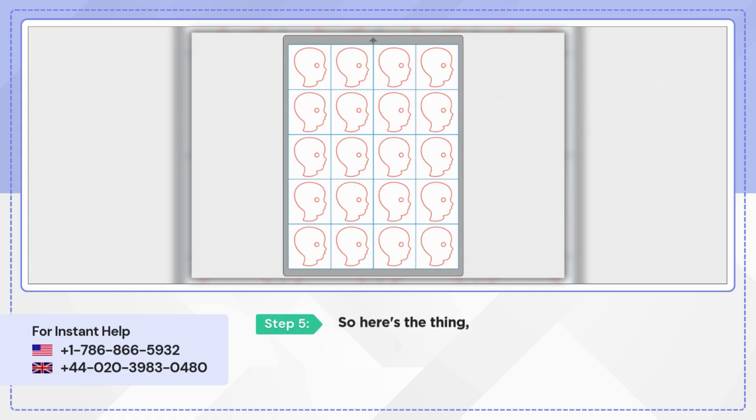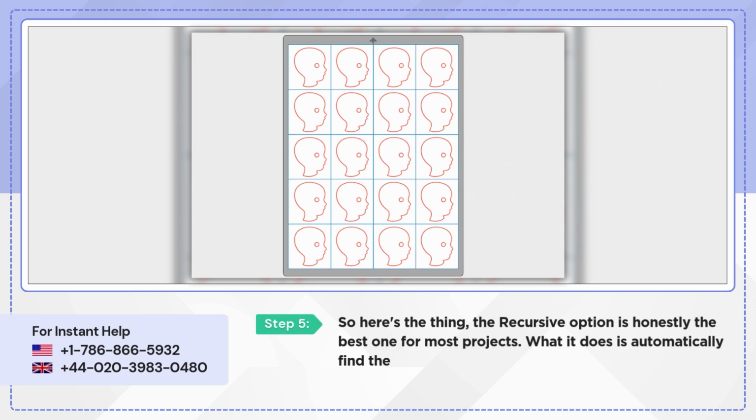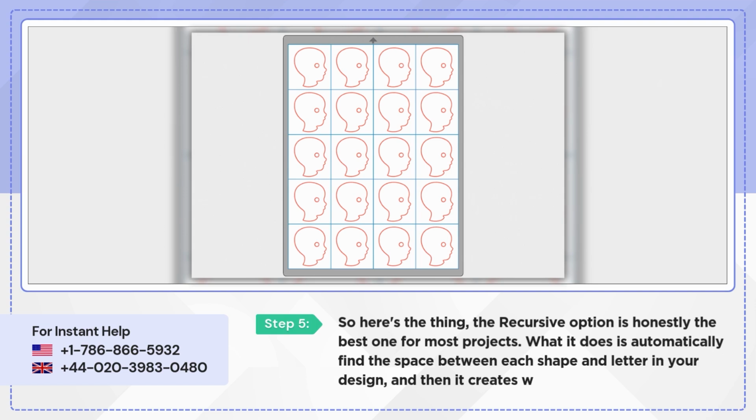So here's the thing. The recursive option is honestly the best one for most projects. What it does is automatically find the space between each shape and letter in your design, and then it creates weeding lines in there.